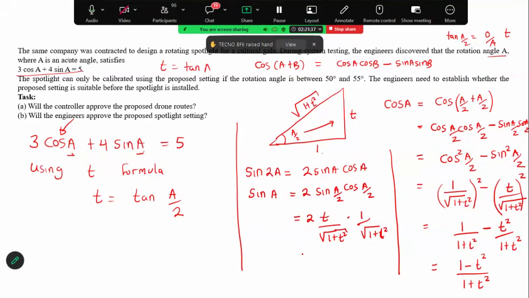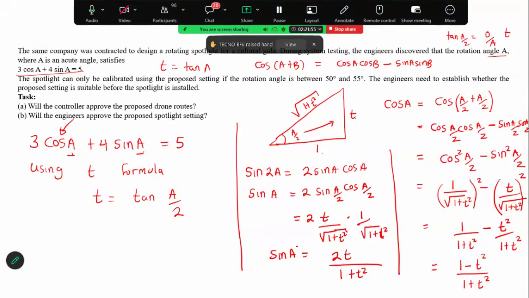So what is this going to give you? 2t times 1 is 2t. Then you have root times the root, so down you remain with 1 plus t squared. So that is your sine of A.